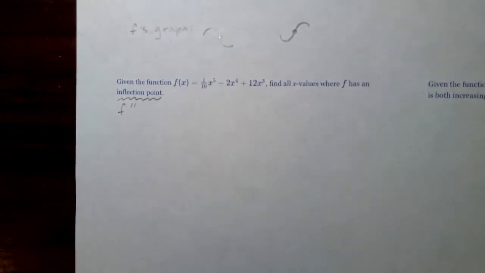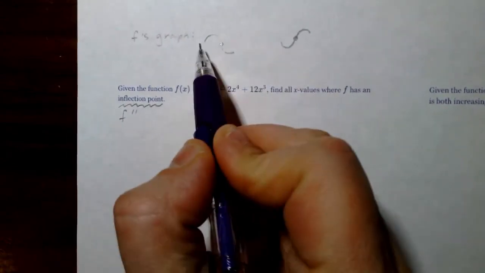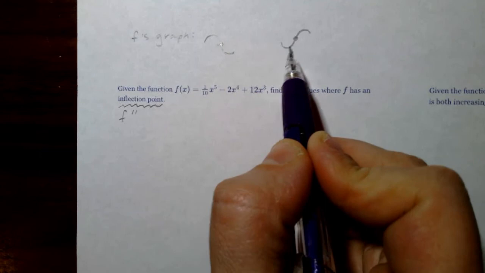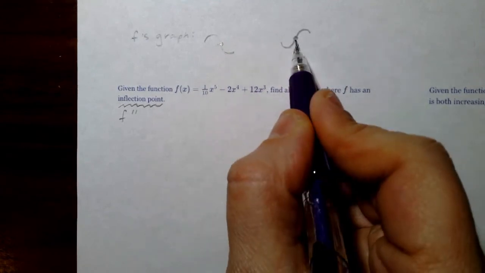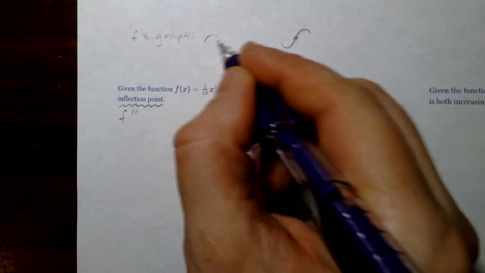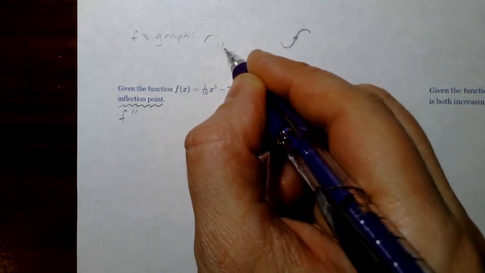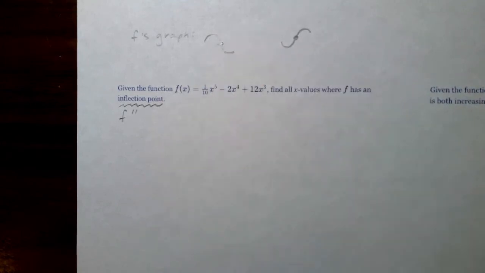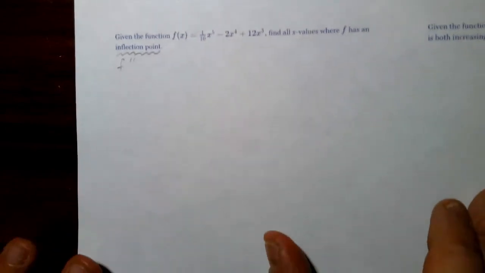Let me pull this down so you can see that. Concave down to up to down. So these would be inflection points. The slope remains the same, positive, or in this case, negative. But at this key point, this is where the concavity changes.